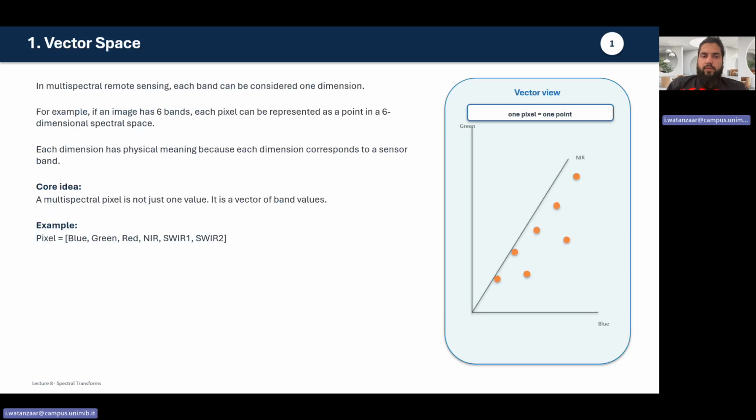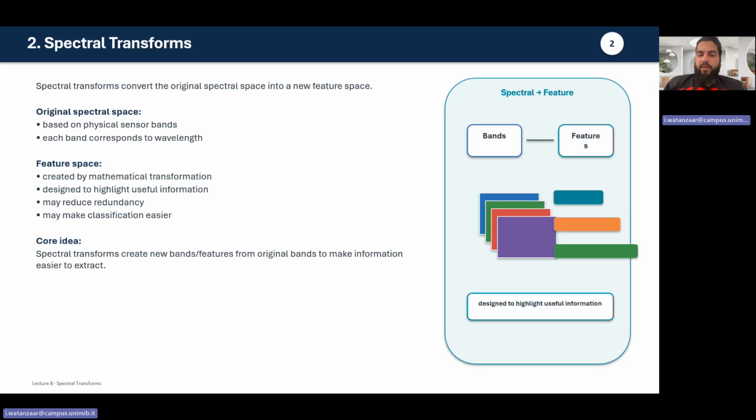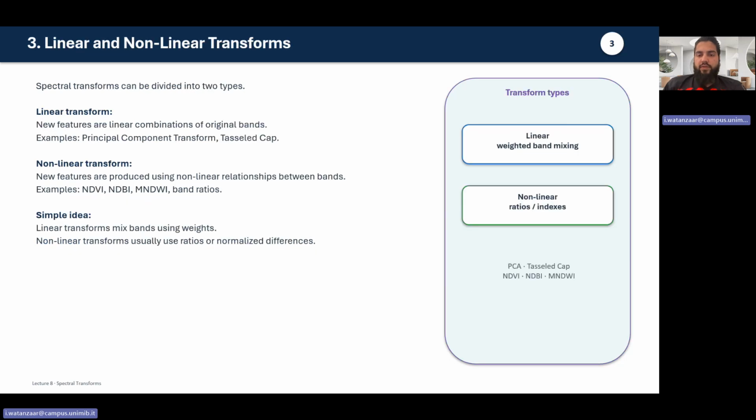Linear and nonlinear transformation is the exact idea we are looking for. We have discussed what vector space is, then what spectral transforms are, and now this is the main differentiation between the two types of transformations we have: linear and nonlinear. A linear transformation is a linear combination of the original bands, and the spectral transform is exactly one example. We have already seen principal components, but here we look at the principal component transform in a little more detail, as a new method of transformation.